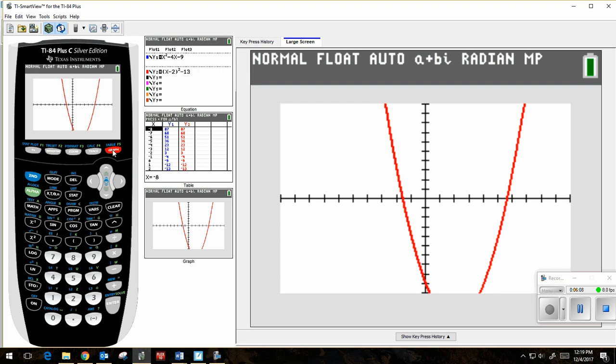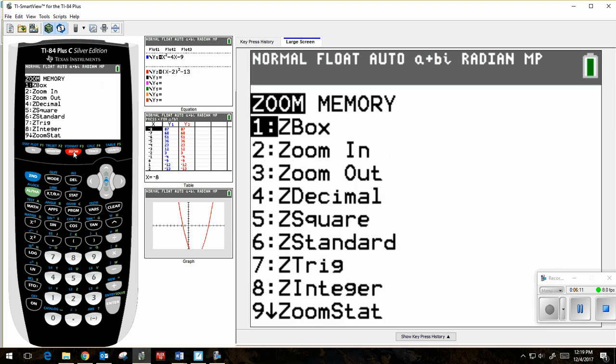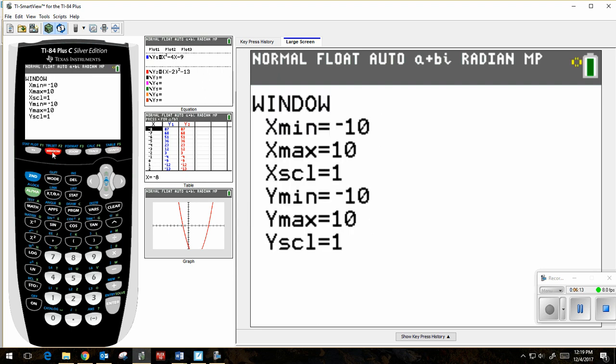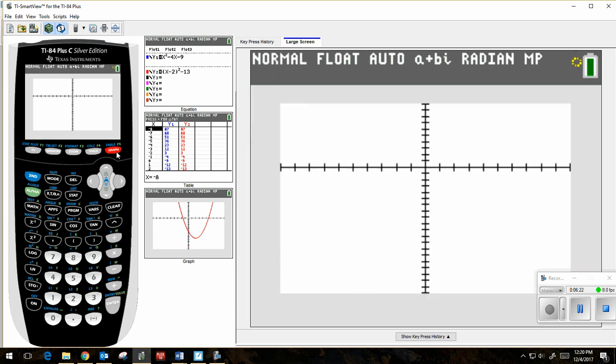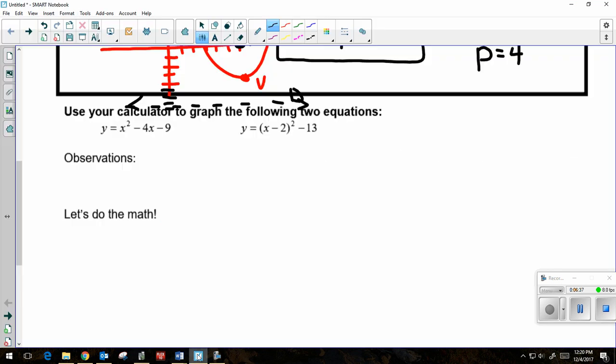Now you can't see the whole picture, so if you'd like, you can hit zoom and zoom out, or what I like to do is hit window, and I'm going to change my y minimum, and I'm going to make my y minimum negative 20, and then I'll hit graph again. And actually you can see it again here. It's going to graph the blue one first. Now I can see the whole picture, and it's going to graph the red one right on top of that blue one. So what you should notice is because they're right on top of each other, that means it's the same equation. So it's the same graph.